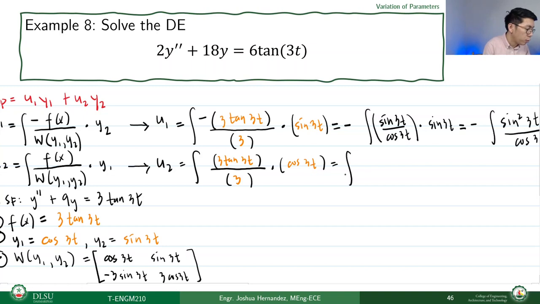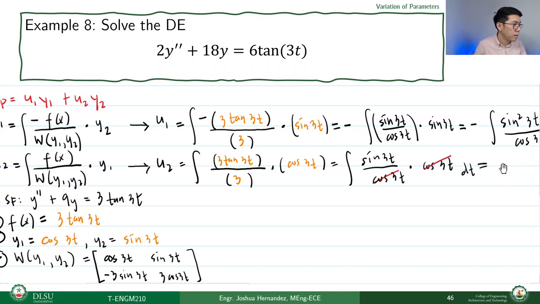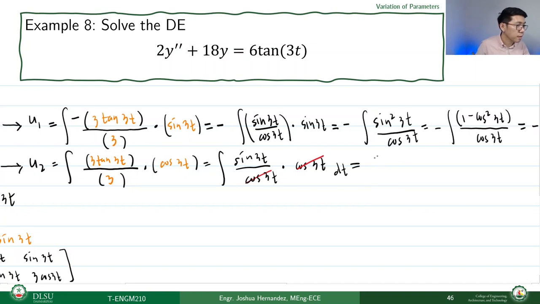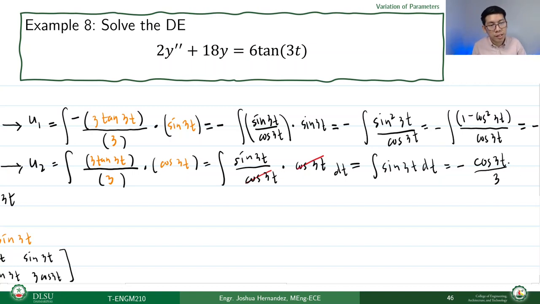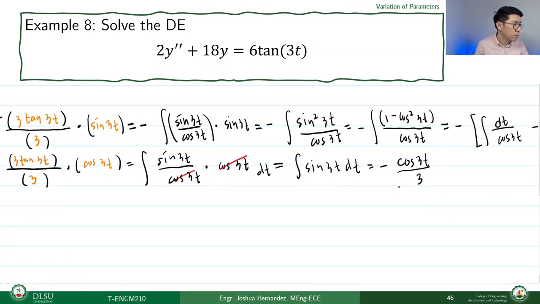And we know that tangent is sine over cosine, sine 3t all over cosine 3t, multiplied by cosine 3t, of course, dt, and cosine 3t cancels out. That is why we have an equivalent of the integral of sine 3t dt, which is equivalent to negative cosine 3t over 3. Again, the plus C will be absorbed by the general solution. So u2 is easier.